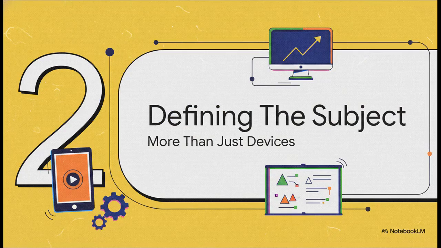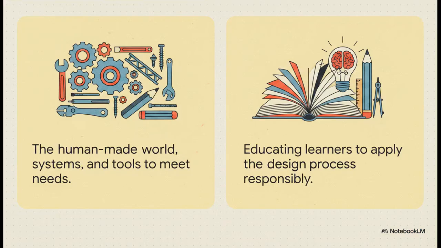And that brings us to defining the technology subject itself, because trust me, it is so much more than just everyday devices. This right here is honestly the biggest rookie mistake substitute teachers make. They confuse everyday devices with the actual academic subject. You see, general technology is just the human-made world, right? It's the systems and tools we use to meet our needs.